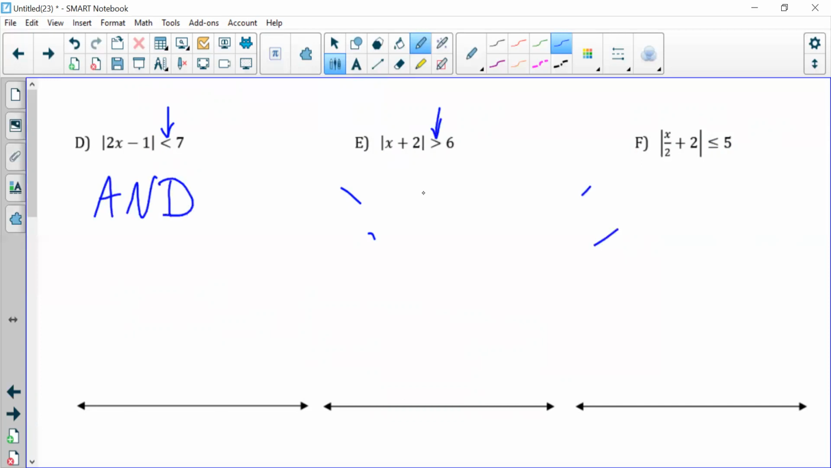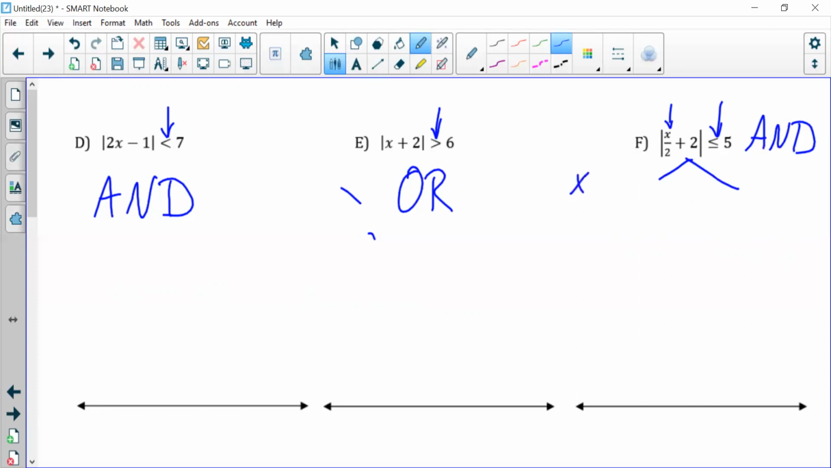Greater, less than. All right, and I do want to deal with the F. I'm going to show you this example because of the fraction. Fractions are nothing to be afraid of, but I want to specifically show you how we deal with ones where I've got my x on top of a fraction. So let's split this apart, because my absolute value is already isolated.